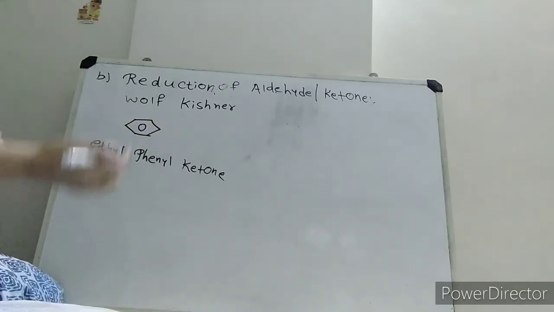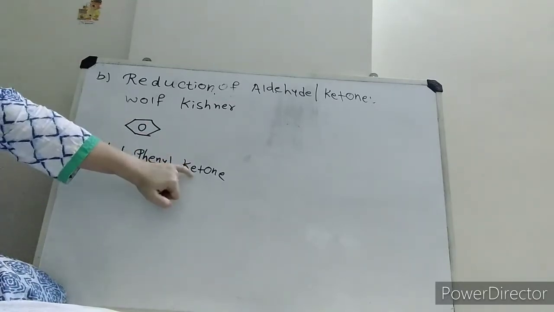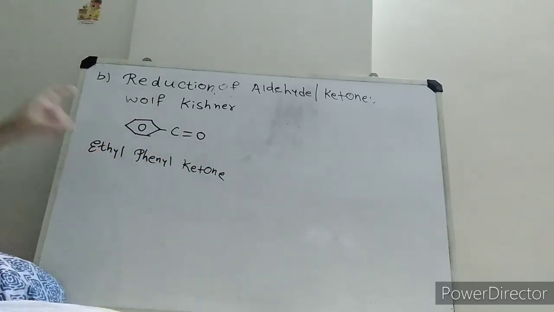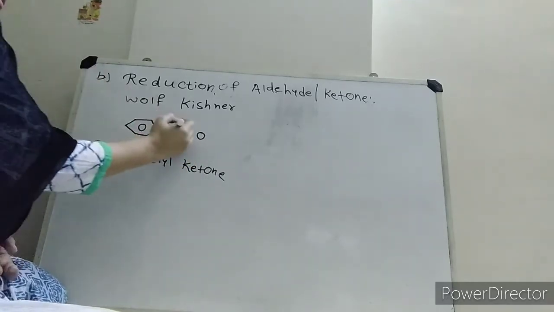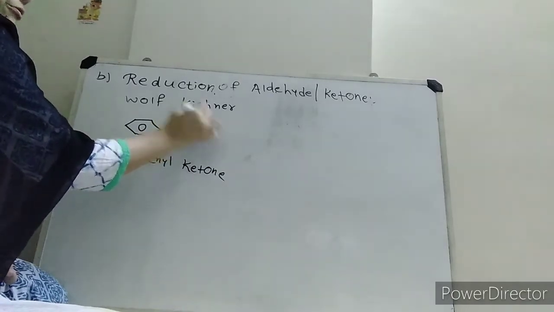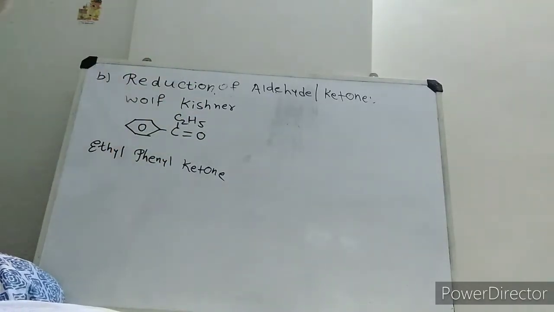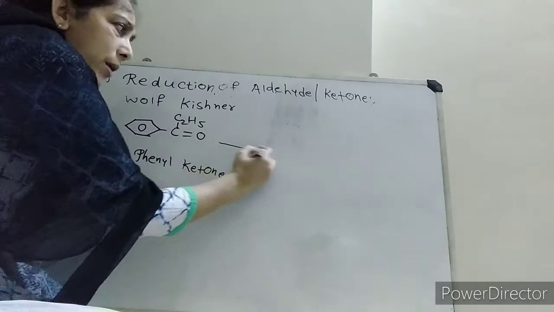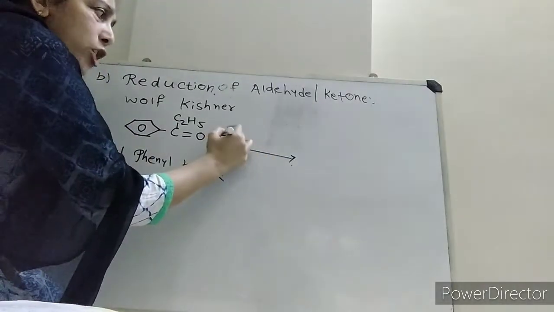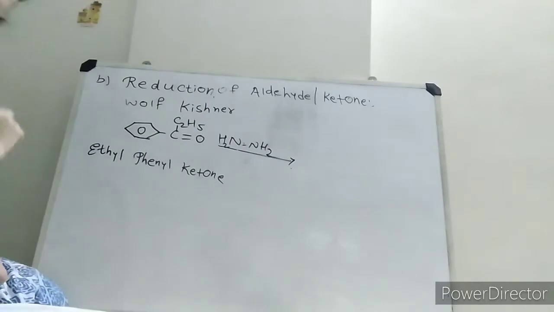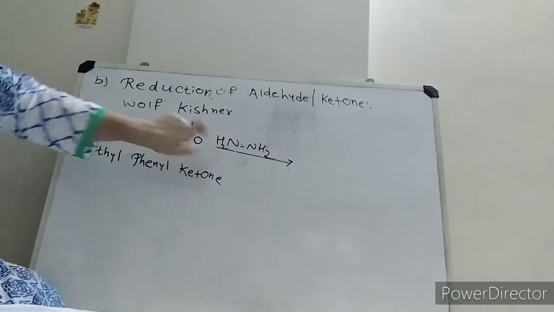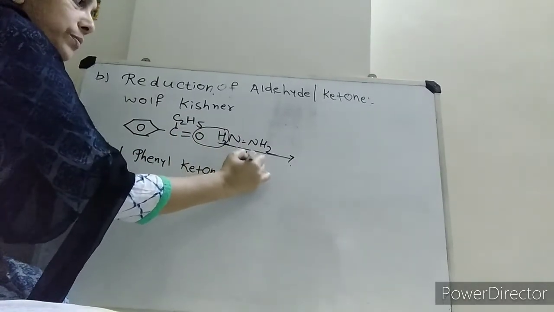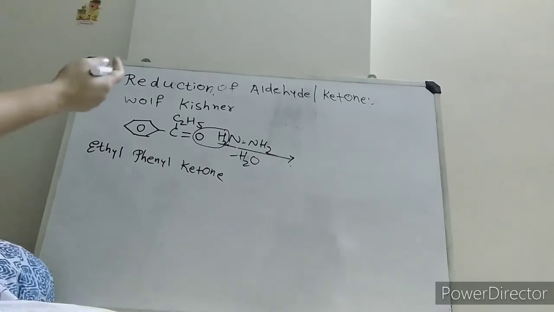On this benzene ring, there is the ketonic group, so it is C double bond O. Then the ethyl group is connected to this carbon, C2H5. Then this ethyl phenyl ketone, according to the Wolff-Kishner rule, reacts with hydrazine, NH2NH2. Then what do we get? This oxygen combines with these two hydrogens to form a water molecule.